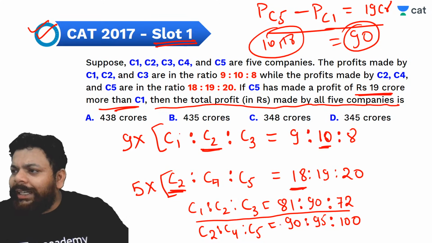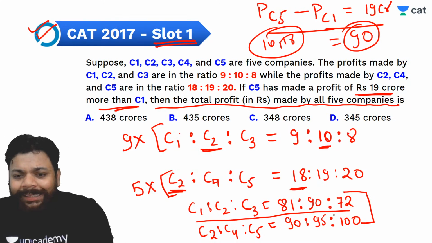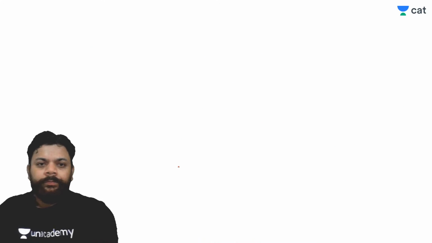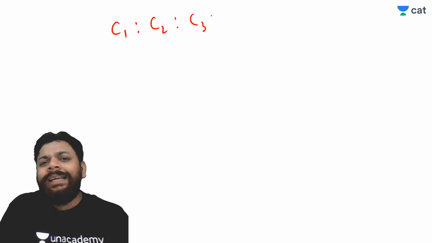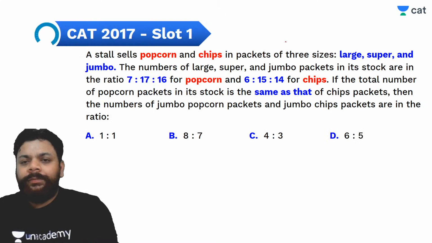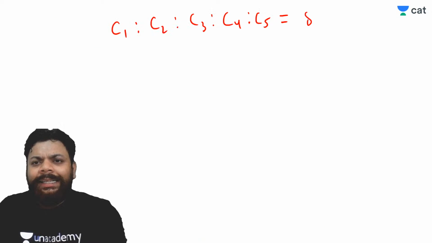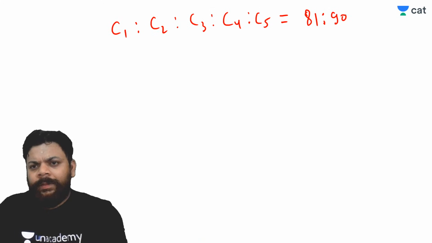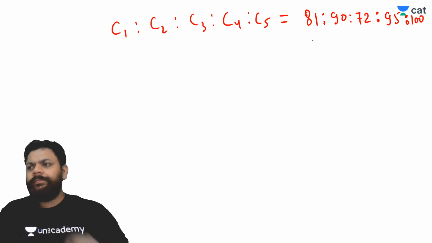Yeah, all of you are correct. So can I say that C1 is to C2 is to C3 is to C4 is to C5 will be nothing but 81, 90, 72, 95 and 100.